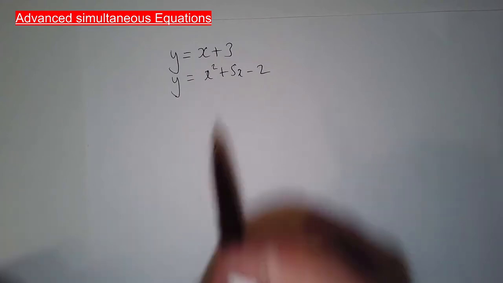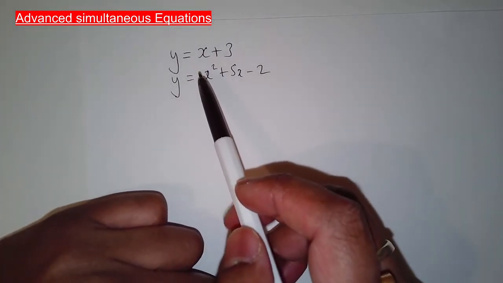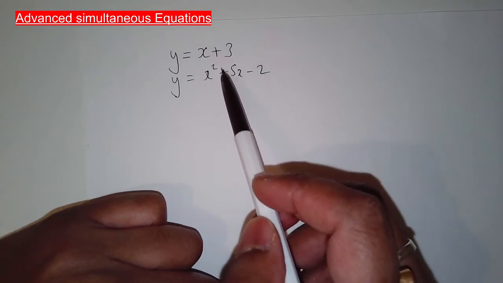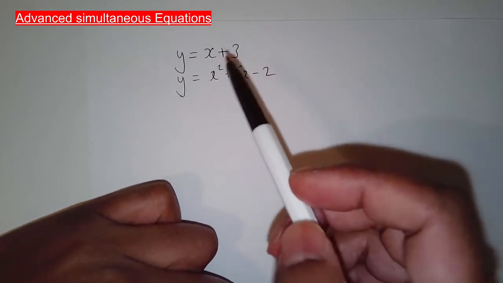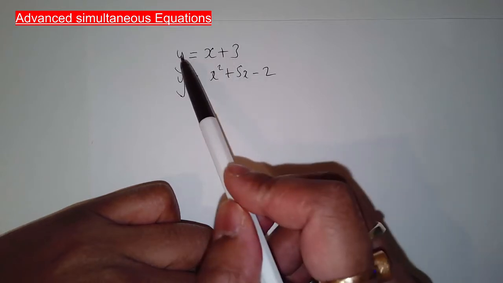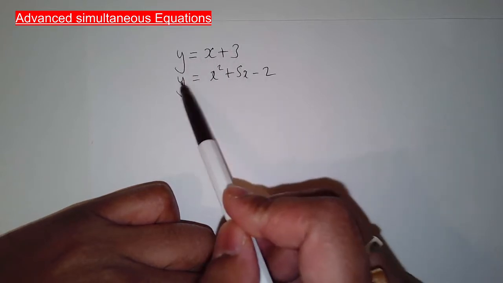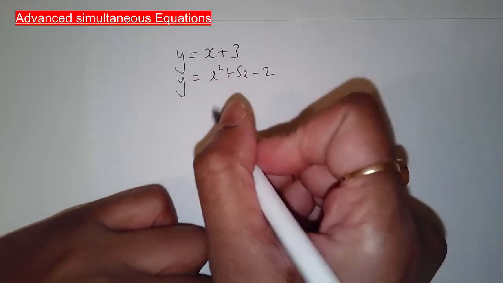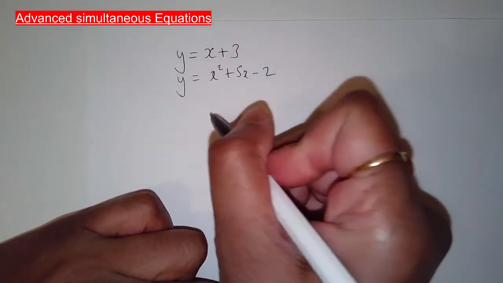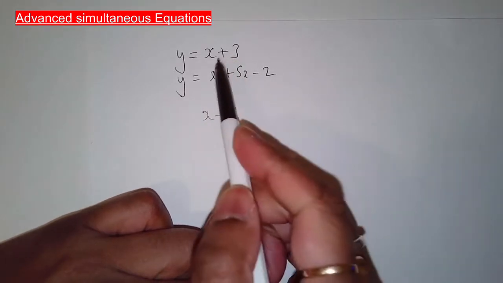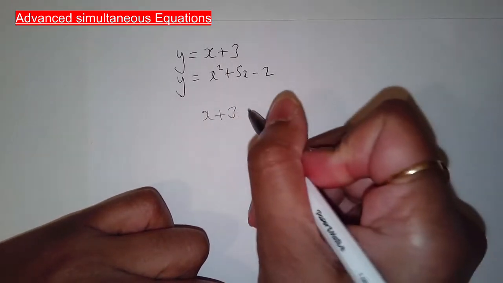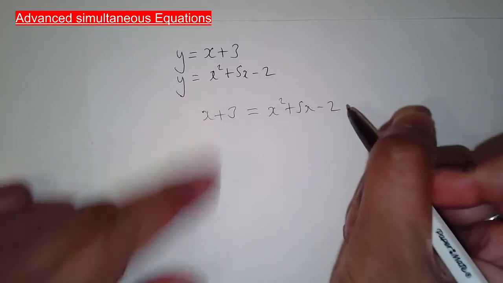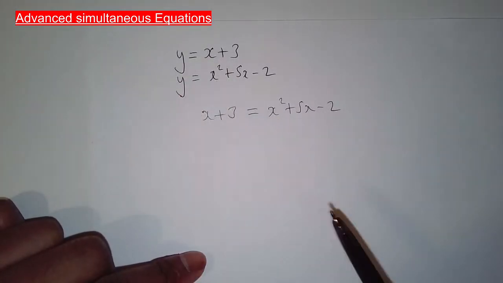Right. These type of simultaneous equations are a bit more challenging because you can see it's got a quadratic, and there's two equations there. You notice that y is equal to x plus 3 and y is also equal to x squared plus 5x minus 2. That means you could write it like this: x plus 3 is the same as x squared plus 5x minus 2, because they're both equal to y.